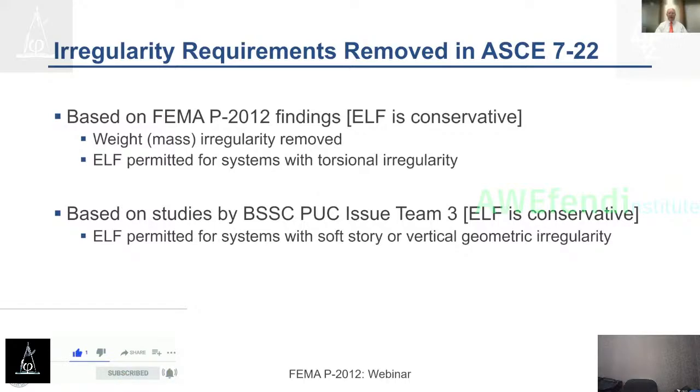The Building Seismic Safety Council, Provisions Update Committee Issue Team 3, which develops the NEHRP Recommended Provisions which feed into ASCE 7, did some of their own studies in parallel with what we were doing on our study. And they found that ELF could be permitted for systems with a soft story or vertical geometric irregularity. So the prohibitions on ELF were removed there as well, primarily due to the conservatism of the ELF method.